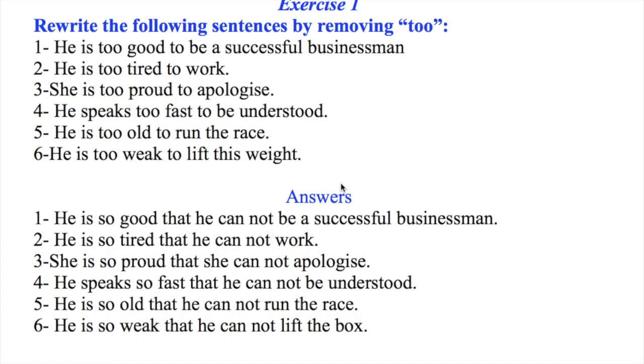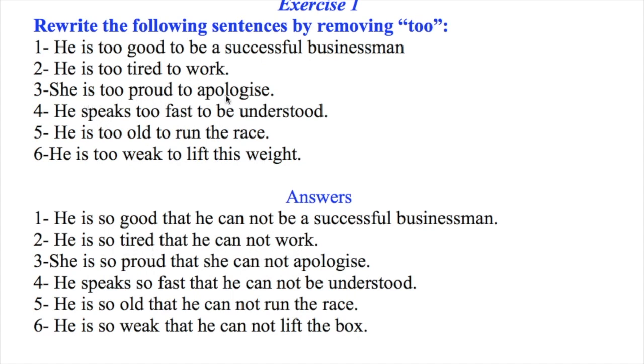Now we are going to see the first exercise. Rewrite the following sentences by removing adverb too. So the first sentence is, he is too good to be a successful businessman. The answer is, he is so good that he cannot be a successful businessman. He is too tired to work. The answer is, he is so tired that he cannot work.